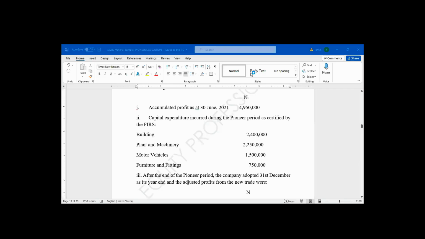Thank you, sir. So going back to this question, what are the capital expenditures we have? Building, 2.4 million. Plant and machinery, 2,250,000. Motor vehicle, 1.5 million. Furniture and fitting, 750,000. So let's go and compute capital allowance for this qualified capital expenditure.